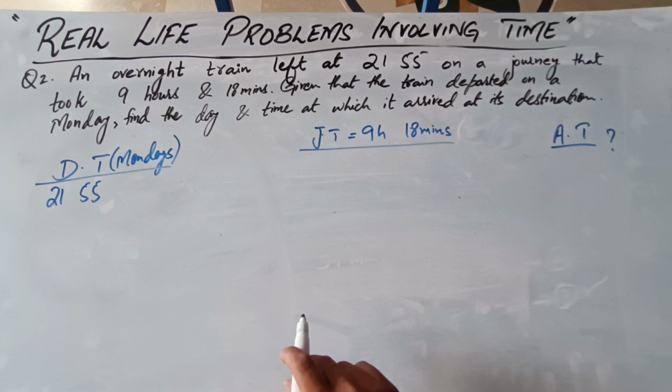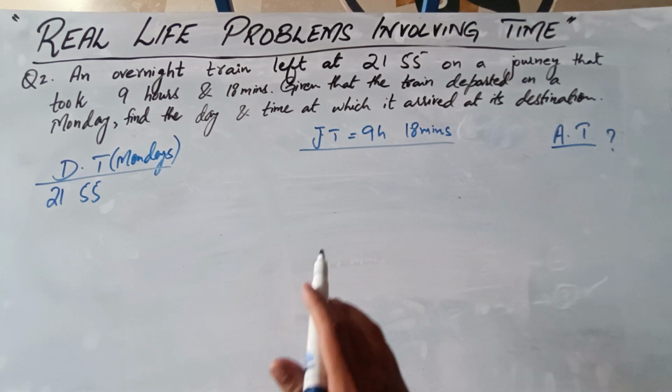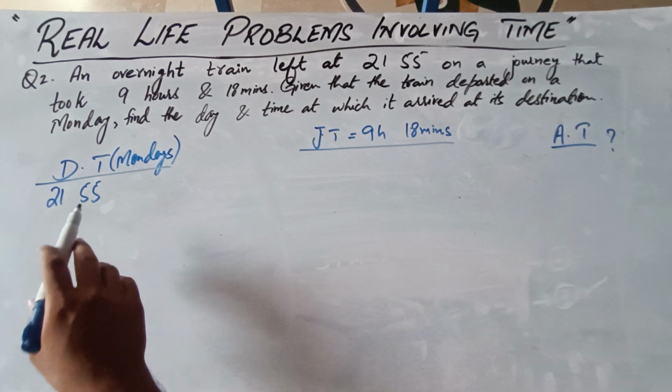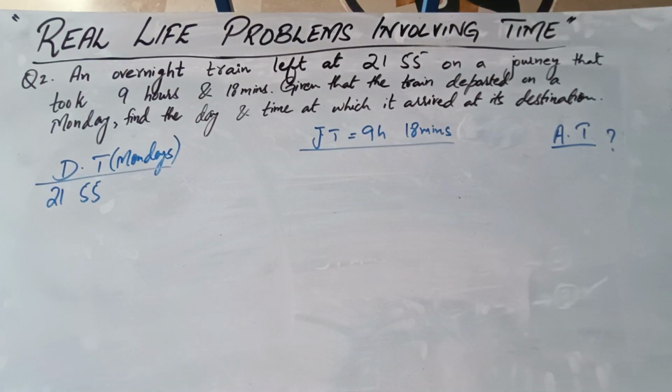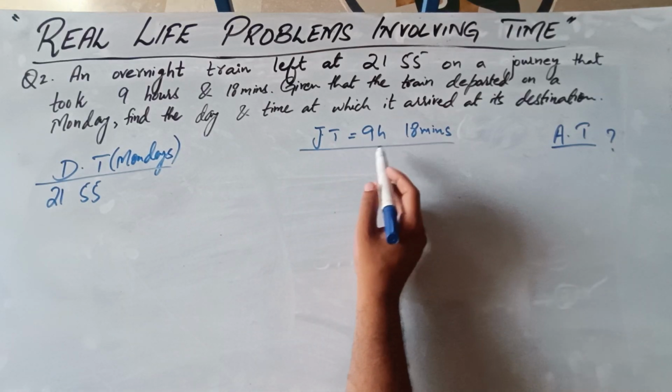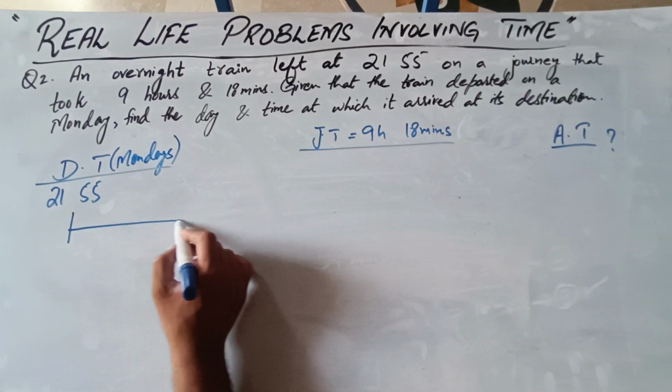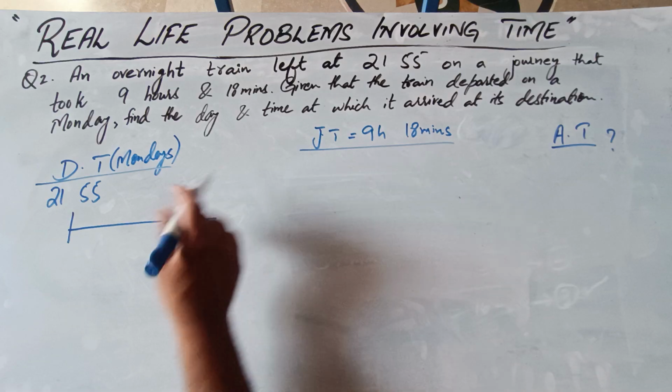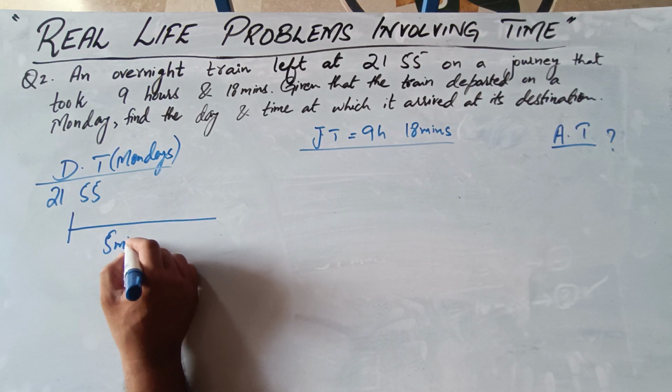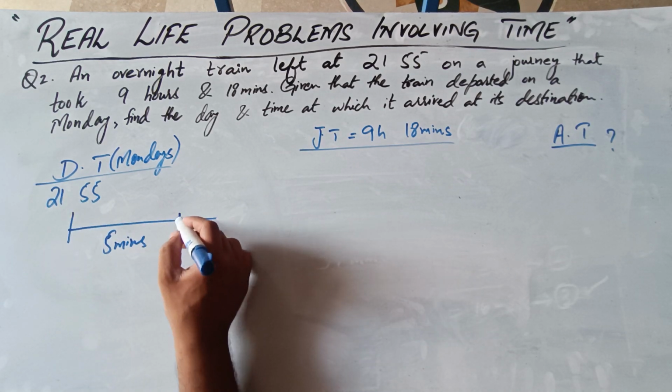It's very simple. The train took 9 hours and 18 minutes after the departure time. So we can make chunks of the departure time. If we add 5 minutes to it, we would be at 22:00.